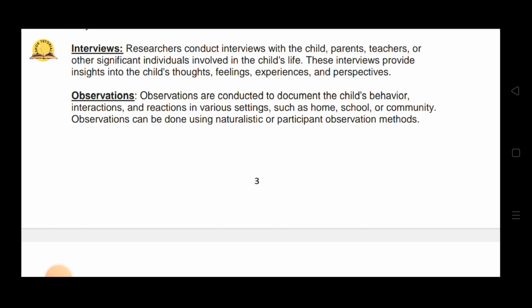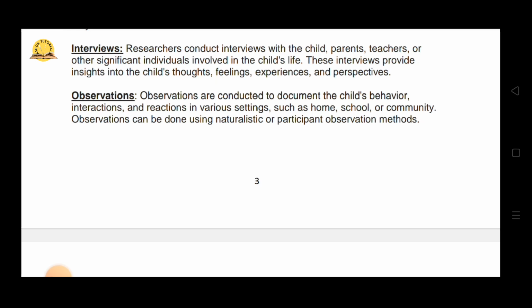Then observation. So now comes the observation. Observations are conducted to document the child's behavior, interactions and reactions in various settings such as home, school or community. Observations can be done using naturalistic or participant observation methods. See here it says the next step is observation. We have to observe the child, right? Directly or indirectly we have to observe.